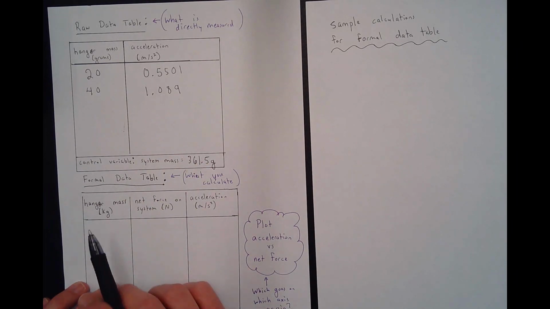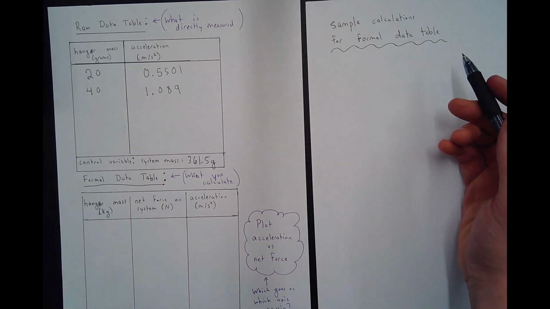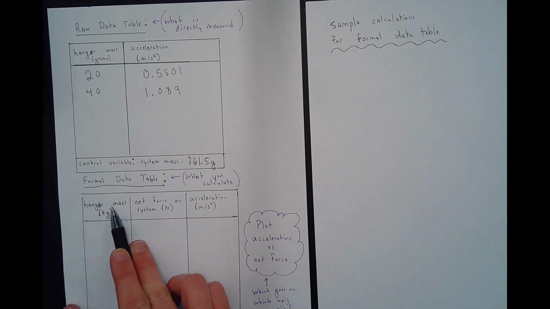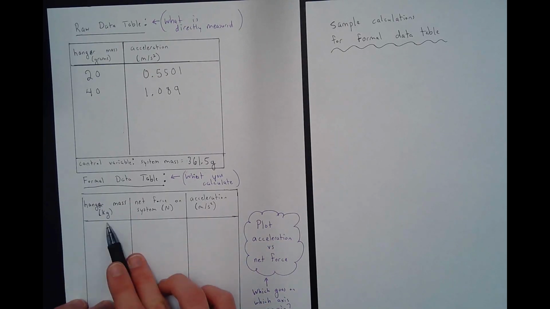I also want to give you an example of what to write down for your sample calculations for the formal data table. So, for the formal data, we're going to want to convert the hanger mass from grams to kilograms, and then with that hanger mass in kilograms, we'll need to compute the net force exerted on the system. So, let's start by doing this conversion.